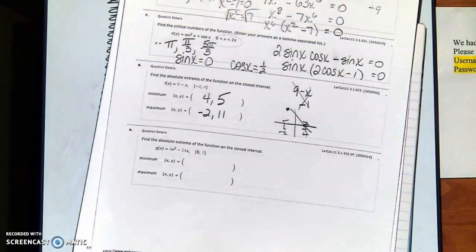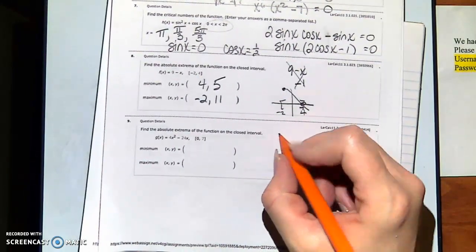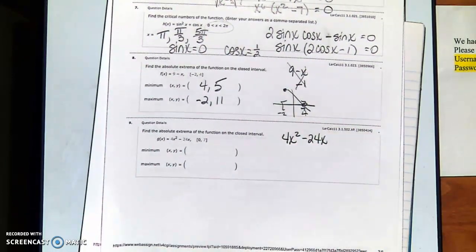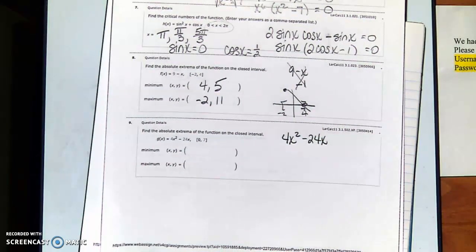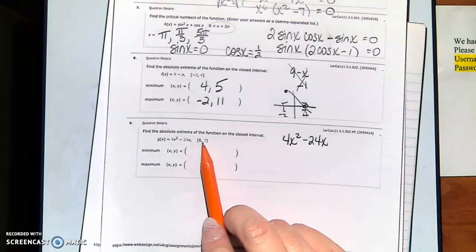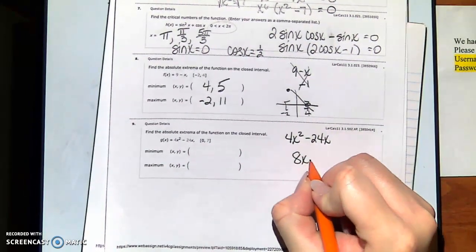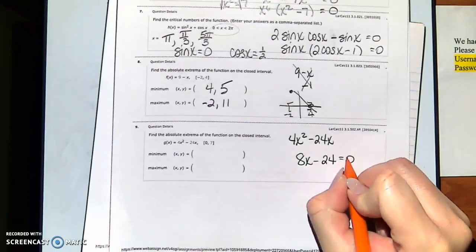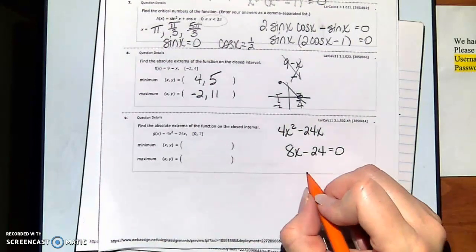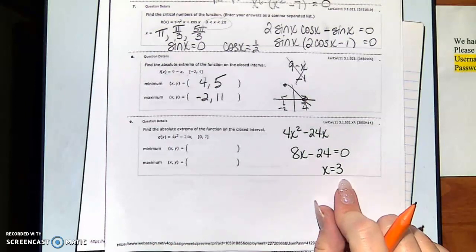All right, so number 9, absolute extrema on the interval. I have 4x squared minus 24x. So it's smooth and continuous. I just have to worry about where my derivative equals 0. And I'm also on a closed interval, which means I can use my endpoints. So my derivative is 8x minus 24 equals 0. Then I'm going to solve for x. So that gives me x equals 3. You have a critical number at 3.